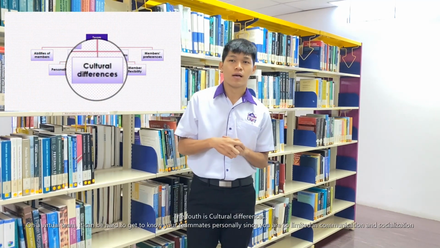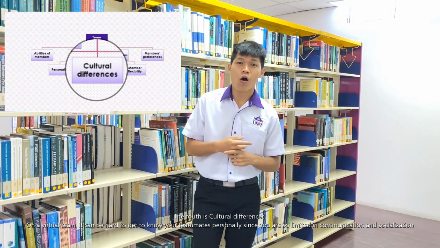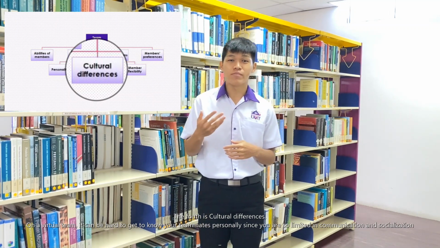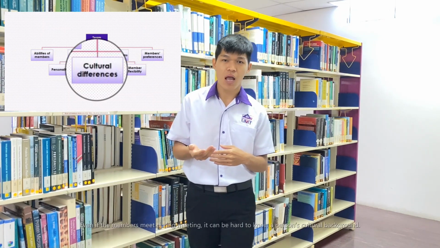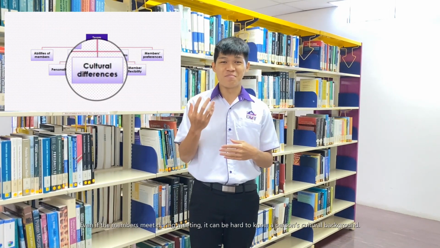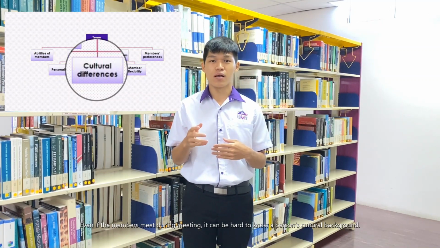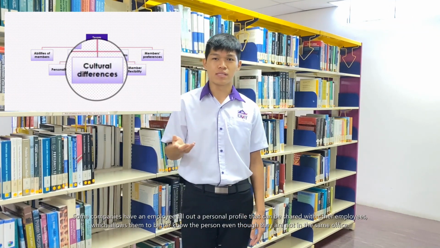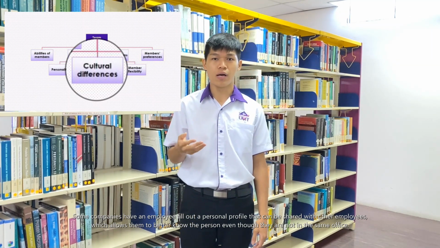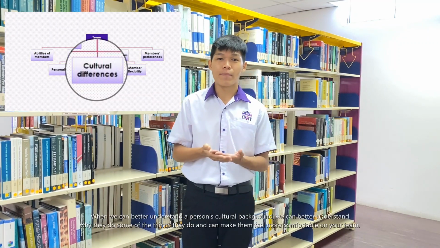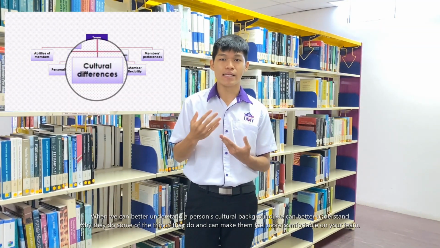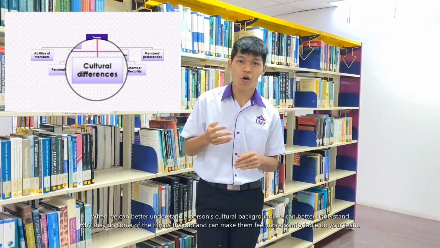The fourth one is cultural differences. On a virtual team, it can be hard to get to know your teammates' personalities since you are so limited in communication and socialization. Even if the team members meet during meetings, it can be hard to know a person's cultural background. Some companies have an employee fill out a personal profile that can be shared with other employees, which allows them to better know the person even though they are not in the same office. When we can better understand a person's cultural background, we can better understand why they do some of the things they do and make them feel more comfortable on your team.